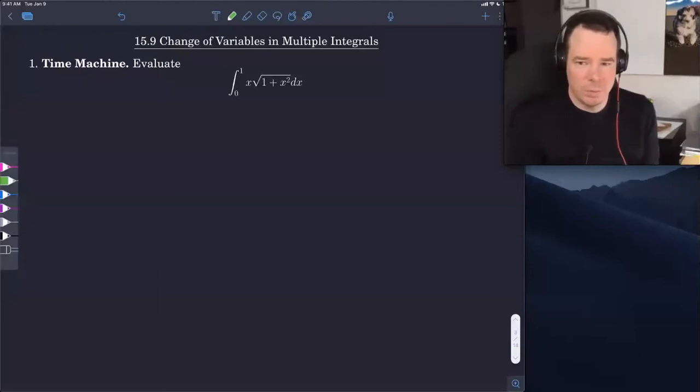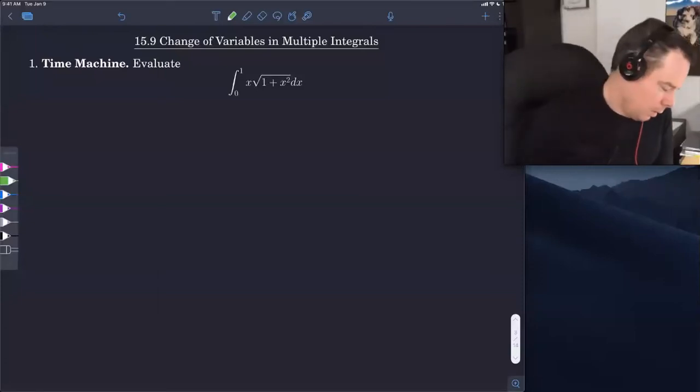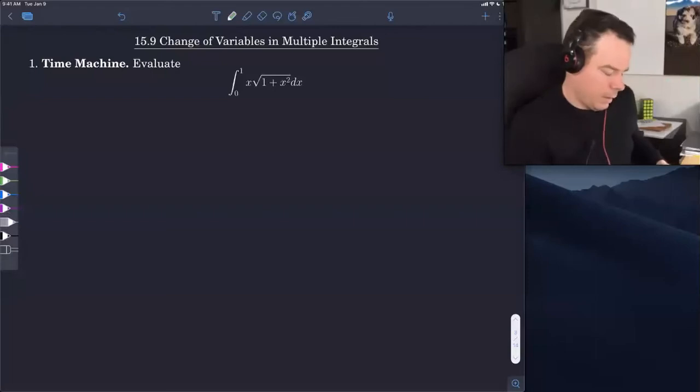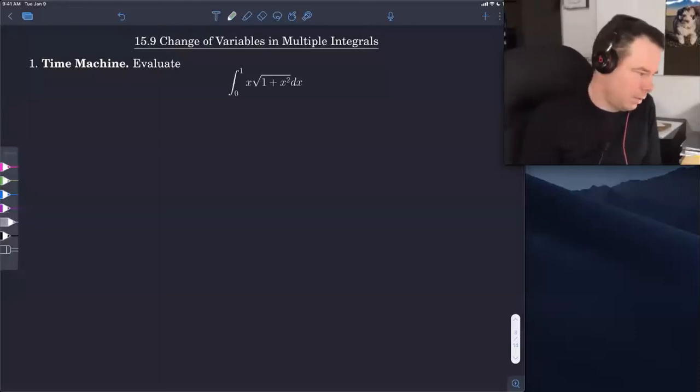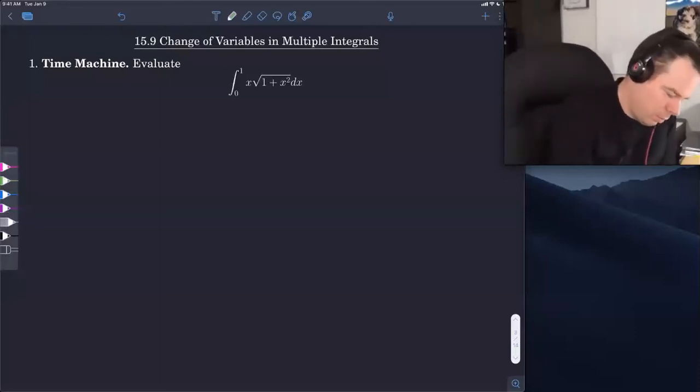Now we're just going to look at general changes of variables. This is motivated by things we did in Calculus 2. For example, in Calculus 2, we had integrals like this, the integral from 0 to 1 of x root 1 plus x squared dx. What did we do in order to evaluate this? We did what was called a substitution. We said something like, oh well, we'll take u equal to 1 plus x squared. du is equal to 2x dx.